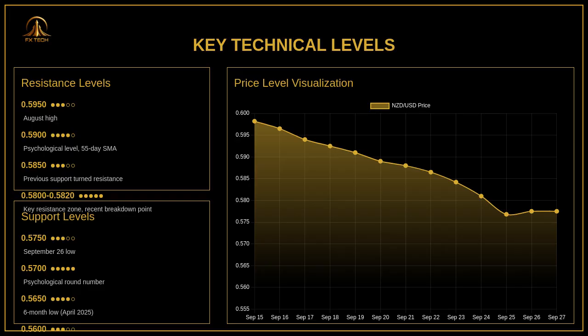On the support side, we're watching 0.5750, the September 26th low, 0.5700, a major psychological level, 0.5650, the 6-month low from April, and 0.5600, another psychological support. The 0.5800 to 0.5820 resistance zone and the 0.5700 support level are particularly significant, both showing maximum strength ratings of 5 out of 5. These levels should serve as key reference points for your trading decisions in the coming weeks.